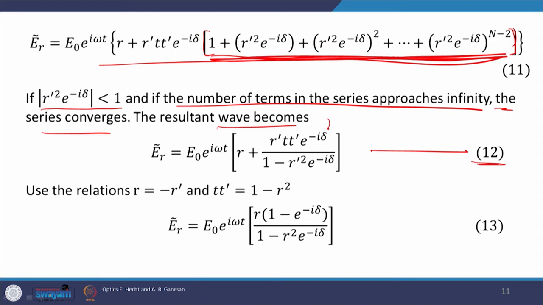Now, we will use the Stokes relations. The two Stokes relations are r is equal to minus r prime and t t prime is equal to 1 minus r squared. This slightly modifies equation number 12, and this modified equation is given by equation number 13.